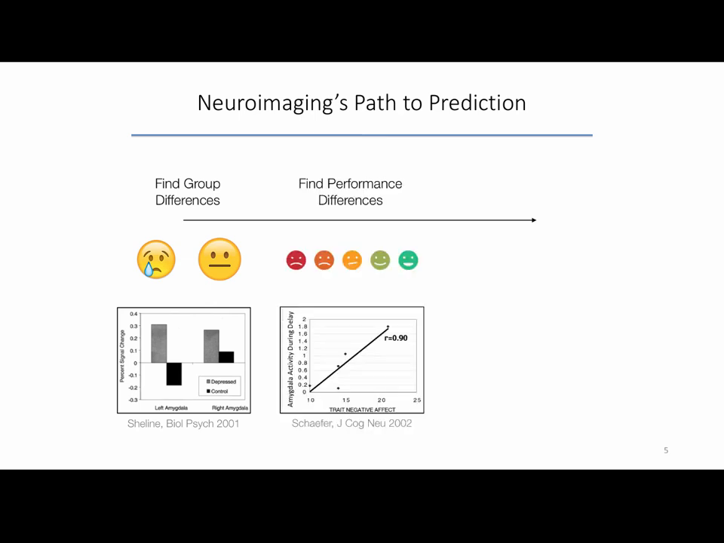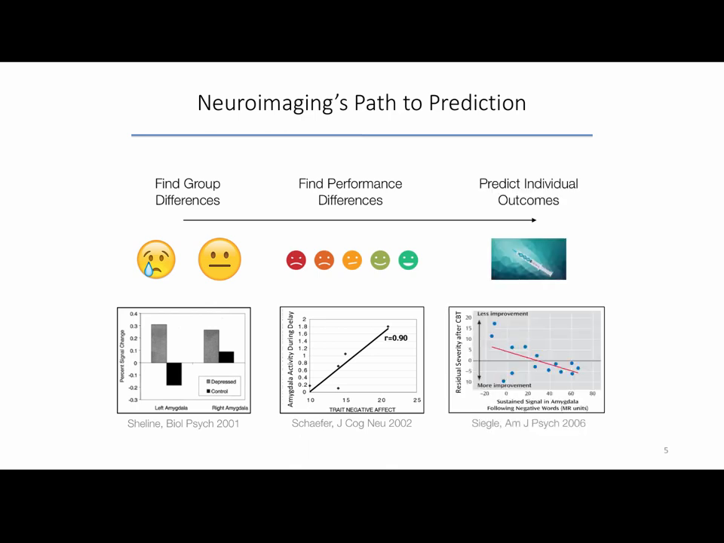But over time, people started moving towards looking at individual differences or performance differences. Maybe an individual's level of amygdala reactivity could be used to predict their score on a test of negative affect. So now we're looking at not just groups, but individuals and more graded levels of behavior.